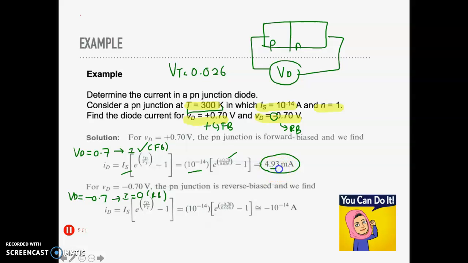For forward bias, 4.93. If you replace it with the reverse bias, minus 0.7, your current here is negative and very small, so it is approaching 0 ampere. So you cannot get any current at reverse bias. So please try to spend some time to solve this question and let me know if you have any problem.